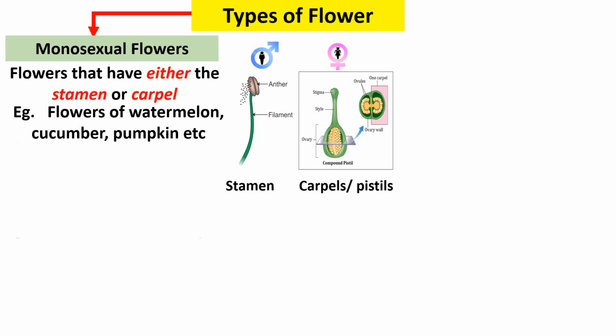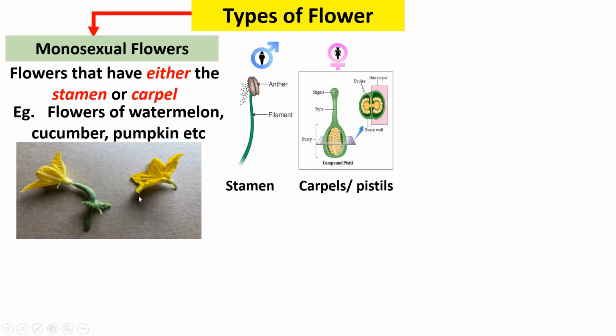Okay, let's see some pictures. So over here, this is the flower of cucumber, and here we can see two types of flower, cucumber flower. So this part is the female reproductive part. Okay, and this is also called carpel, because it is swollen over here. So this is the ovary, this contains ovary part. Okay, so this flower contains female reproductive part or carpel, and therefore this flower is a monosexual flower.